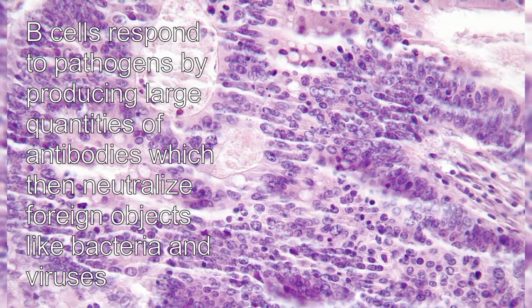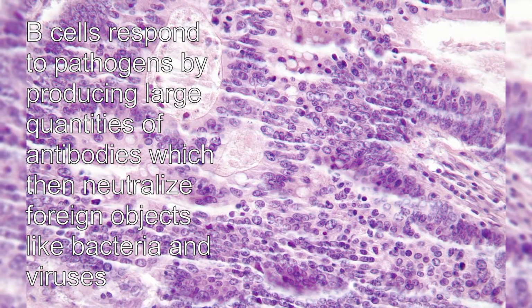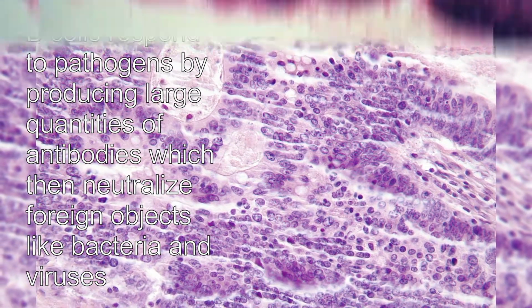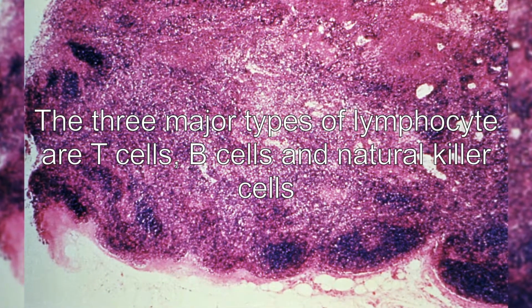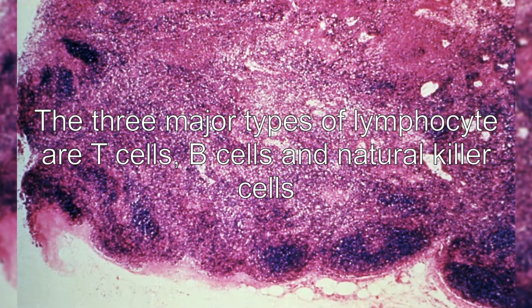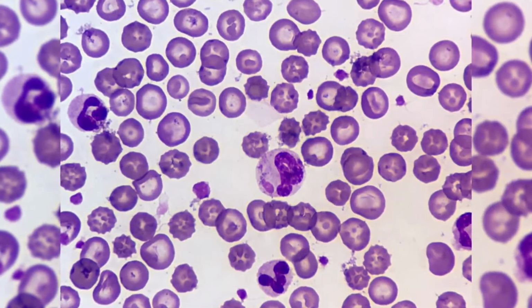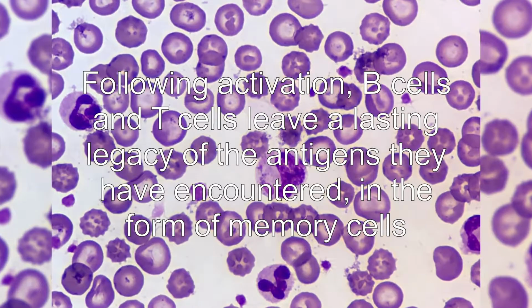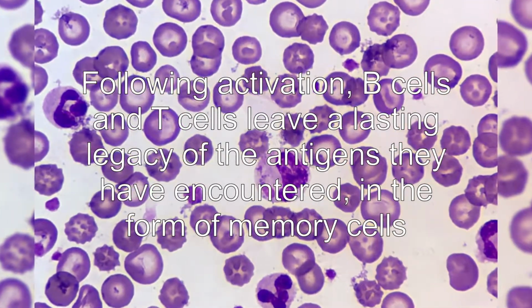of pathogen-infected cells. Following activation, B cells and T cells leave a lasting legacy of the antigens they have encountered, in the form of memory cells. Throughout the lifetime of an animal, these memory cells will remember each specific pathogen encountered, and are able to mount a strong and rapid response if the same pathogen is detected again. This is known as acquired immunity.